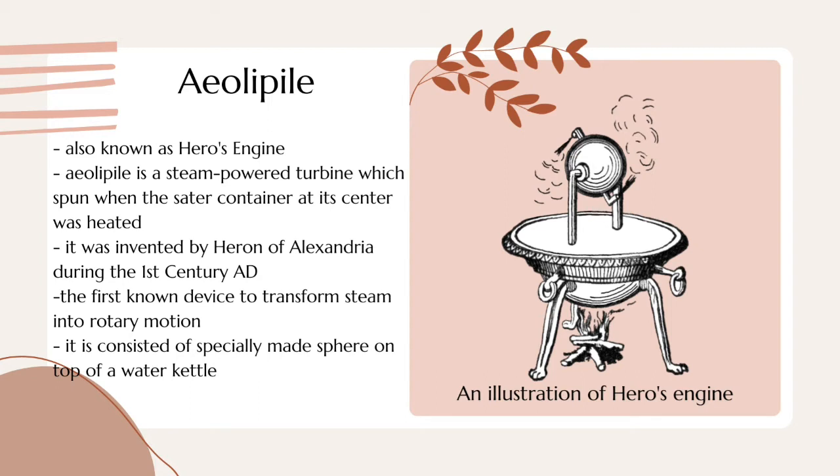The aeolipile consisted of a specially made sphere on top of a water kettle. The steam escaped from the sphere through bent tubes, causing the sphere to revolve. It is simply regarded as a toy to amuse visitors and was not used for any practical purpose.